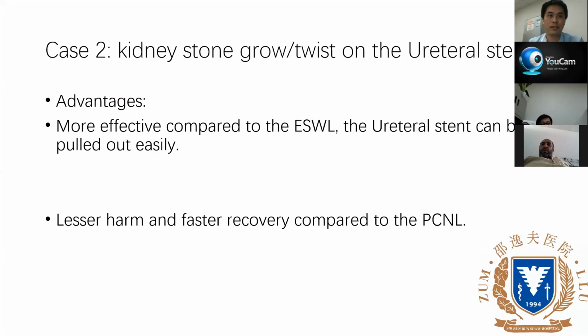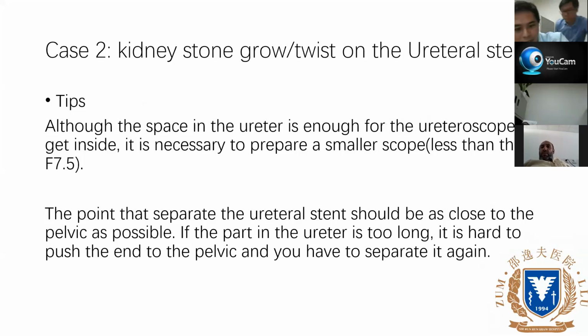Here are some tips we can offer you when you're dealing with this challenging case. First, although the space in the ureter might be enough for the ureteral scope to go inside, it might be necessary to prepare a smaller scope, less than 7.5 Frenches. The point where you separate the ureteral stent should be as close to the pelvis as possible. If the part of the ureter is too long, it might be hard to push the end to the pelvis, and you might need to separate again.